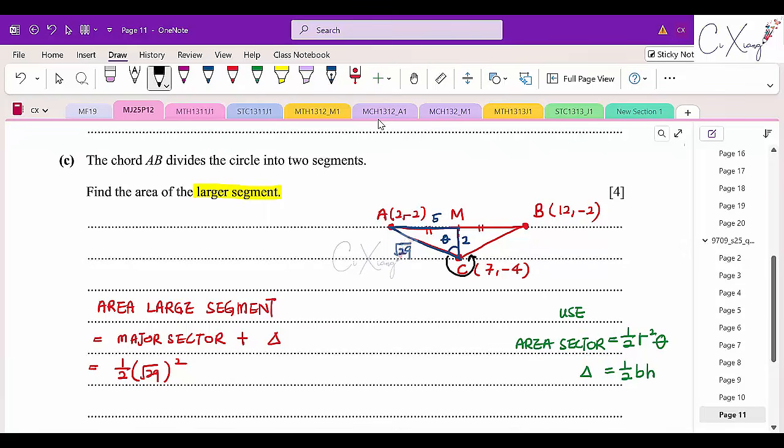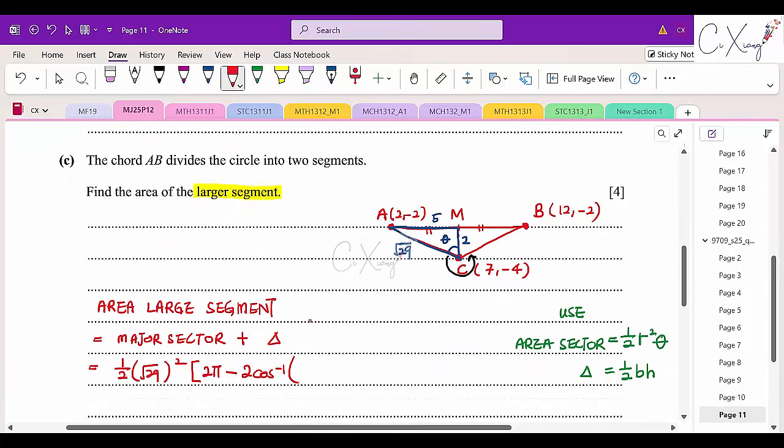Therefore, to get the major angle, the big angle, this one. So the black color angle here is the angle of the sector that we want to find just now, right? The major sector. So to find the black color angle, basically it is one circle, which is the 2 pi angle in a circle, minus the angle ACB that we found out just now, which is 2 times cos inverse of 2 over 29. Okay, so I hope that you can see that we are having half r square theta. This is the major sector that we want to find.